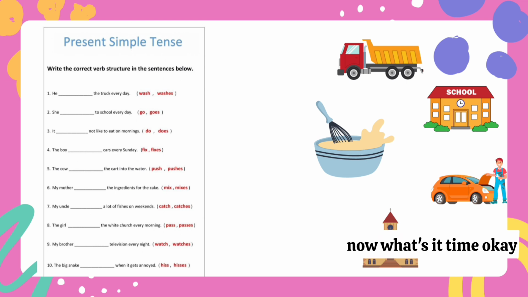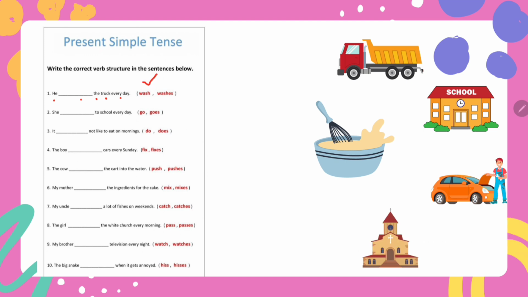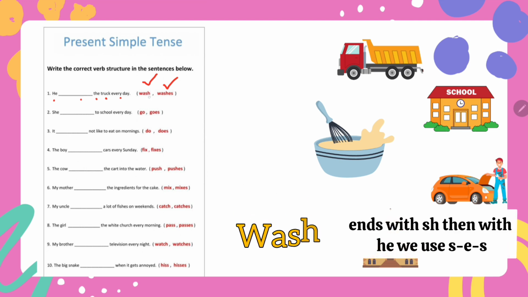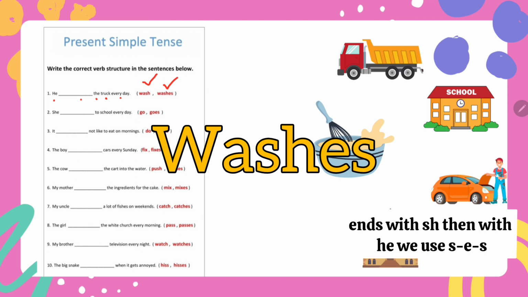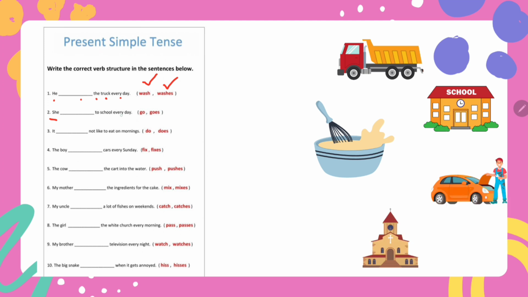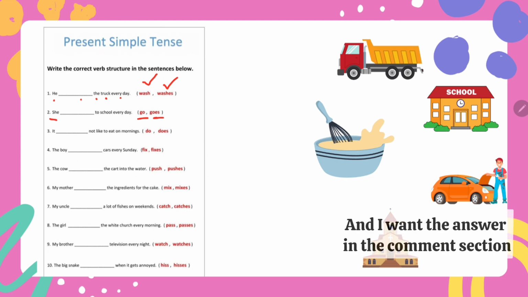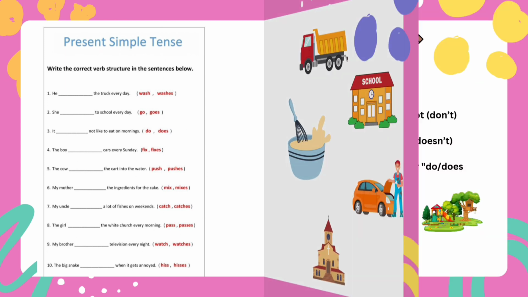Now, what's the time? He washes the truck every day. So, with he, what do we use? Verb or verb plus s, es or ies? If the verb ends with sh, then with he we use es or ies. So, he washes the truck every day. Now, she go or goes to school every day? Yes, she goes to school every day. And I want the answer in the comment section.